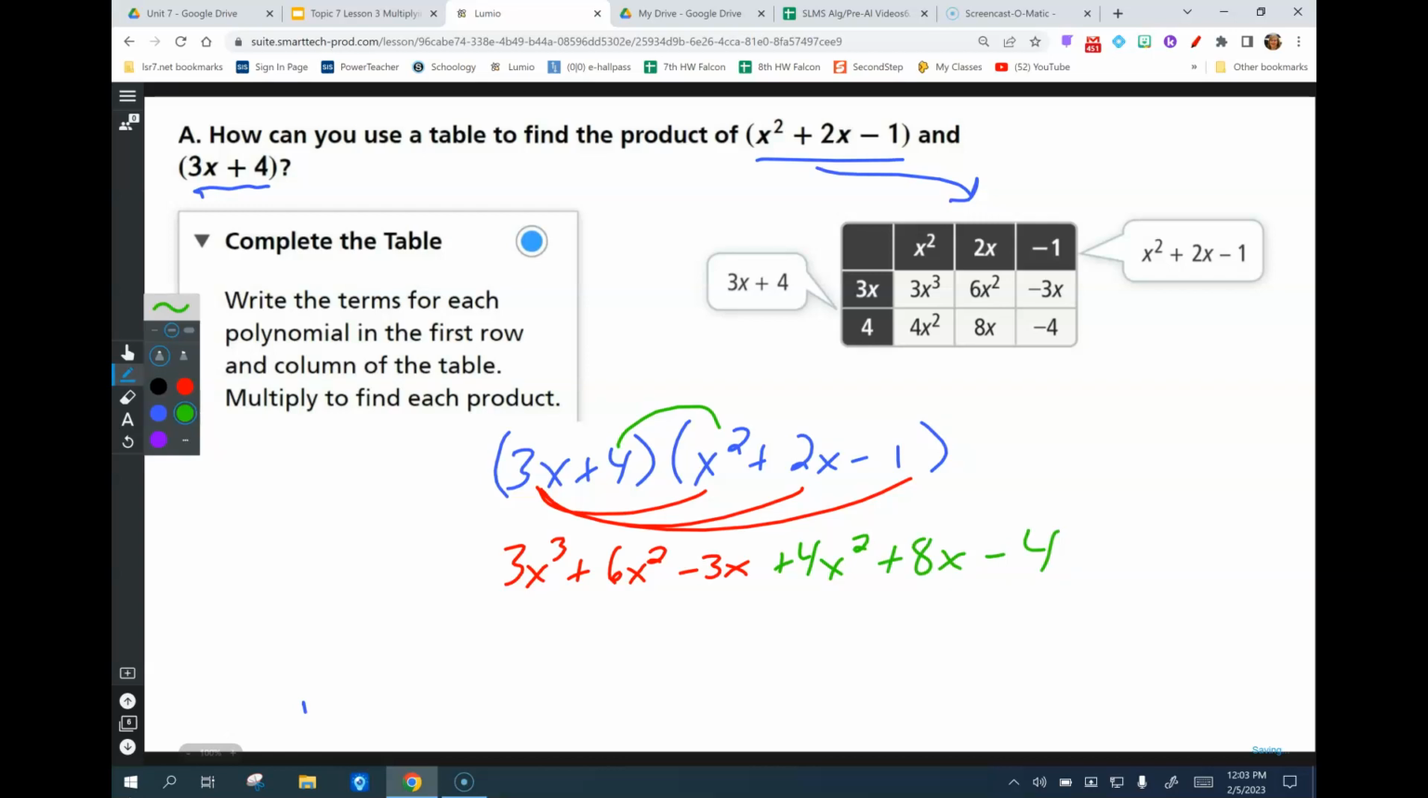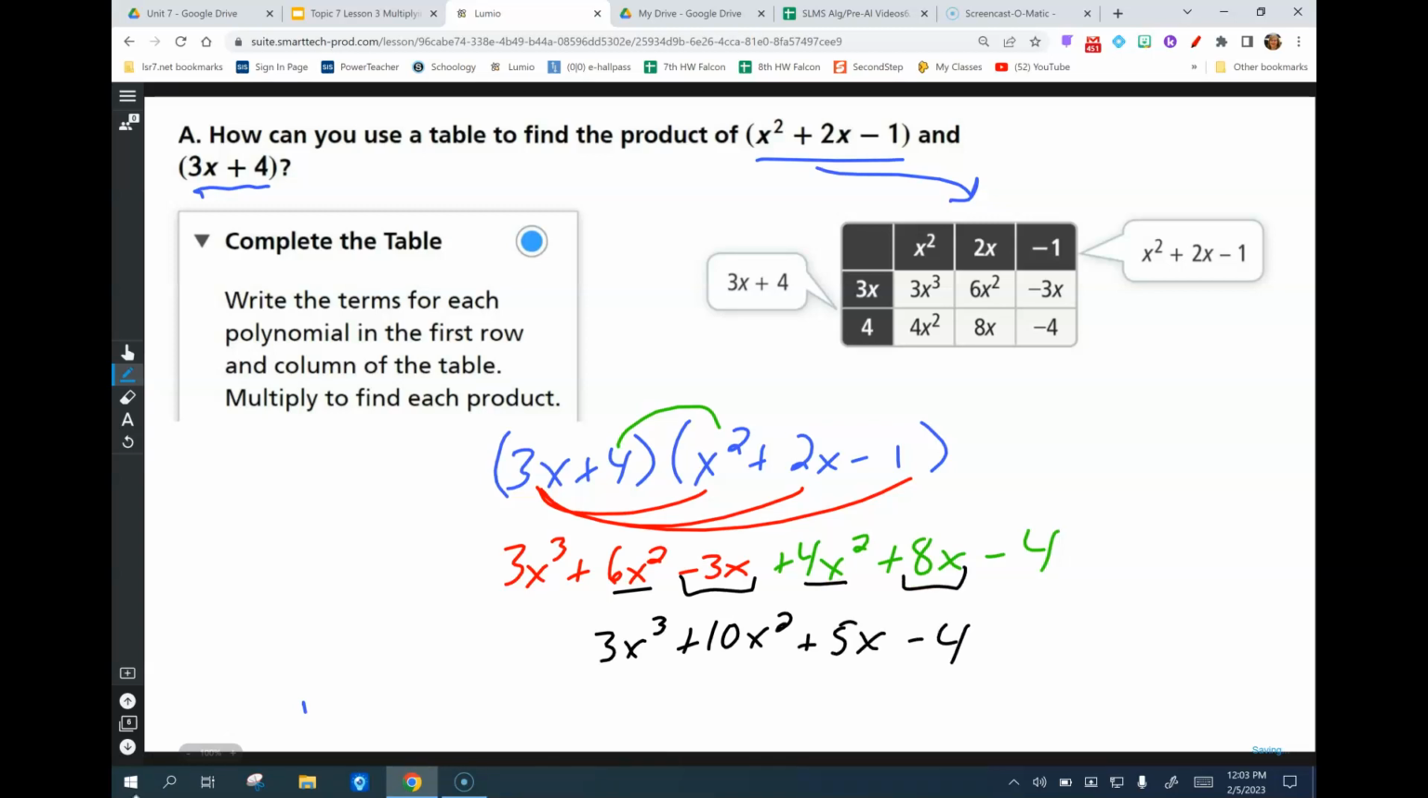Now we're going to combine like terms. 3x cubed does not have any. And again, write your answer in standard form, meaning highest exponent to lowest exponent. So I have 3x cubed plus 10x squared minus 3x, and 8x would be a plus 5x, and then minus 4. So you see you're doing the exact same thing. You can use the box method. You can distribute twice. Both are going to work.